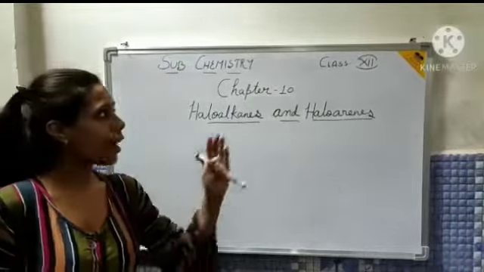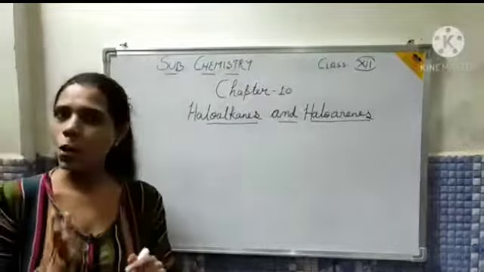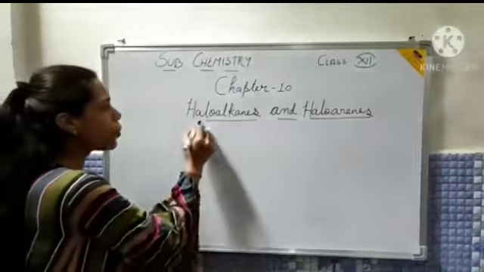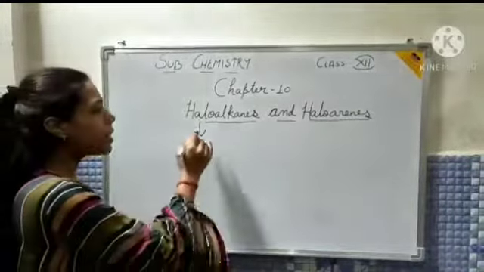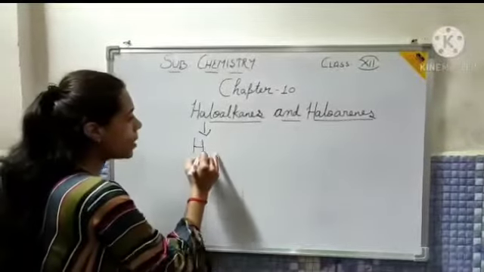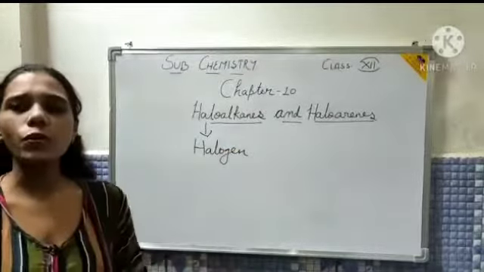Chemistry chapter of class 12, chapter number 10, Haloalkanes and Haloarenes. So first of all, let us start our chapter. Now, what does halo mean, students? Halo means halogen. Now, what are halogens, students?